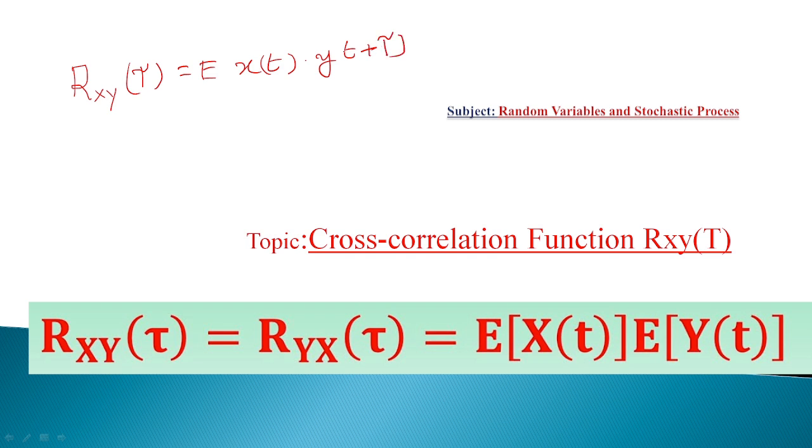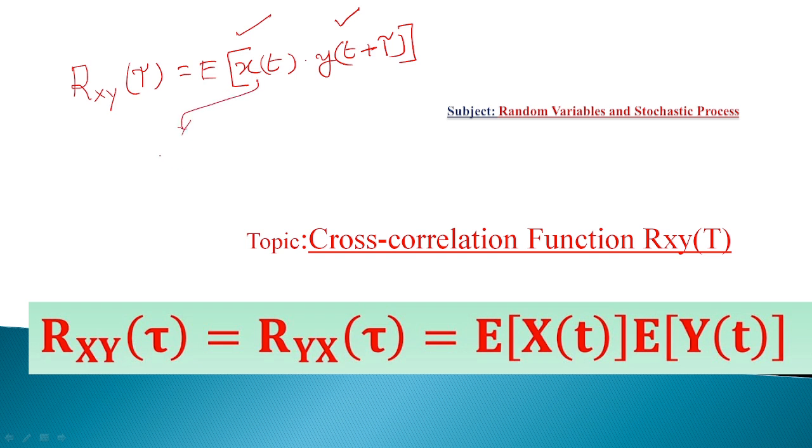We can write it. I will explain how we can write. So the average of two different signals is called cross correlation, or the relation between two different signals, that is x of t and y of t plus tau. So I will explain here.